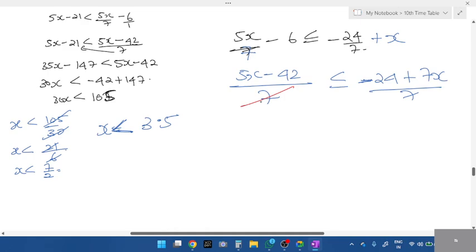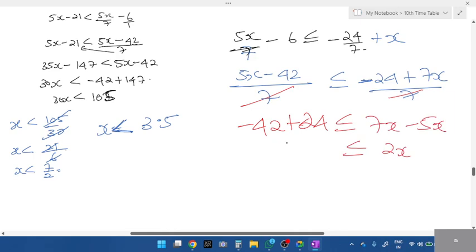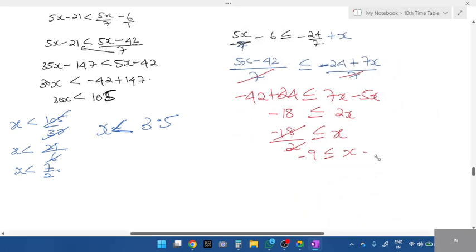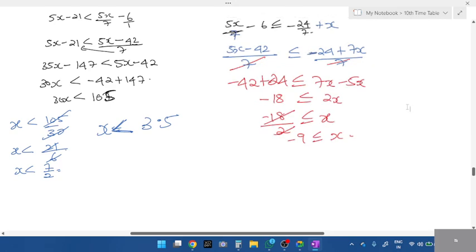Next. 7 and 7 you can cancel. What is left? Minus 42. Keep it on the same side. Bring this plus 24. Less than or equal to 7x minus 5x, which is 2x. Now tell me the answer. Now you are getting minus 18, so minus 18 less than or equal to 2x. What's the answer, students? Minus 9. One is negative, the other one is positive. Is this the answer you all got?